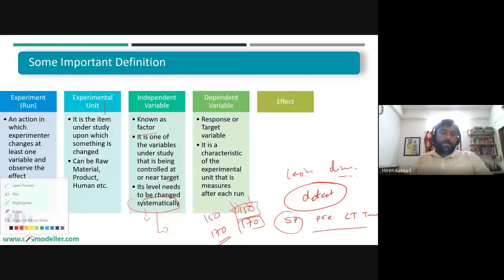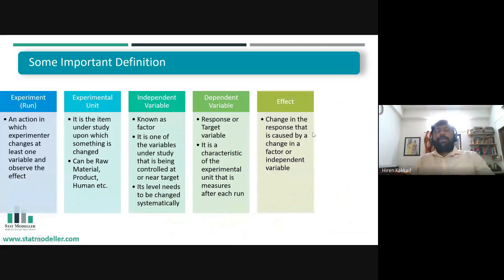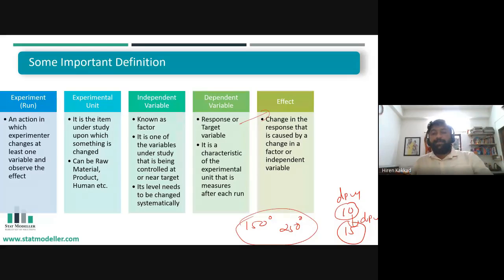And then what do we mean by the effect? Effect is nothing but the change in the response that is caused by a change in the factor or independent variable. Whenever we make any changes to the level of this independent variable, the change that is observed in the response variable is called the effect. So let's say when my temperature was at 150 degrees, my DPU was 10, that is 10 defects per unit. And when I increase it to 250 degrees, it becomes, let's say, 15, right? So DPU will be 15. This change is nothing but the effect of that change.